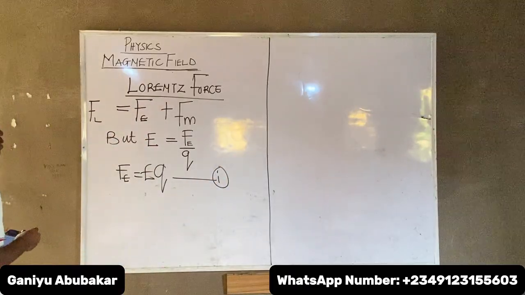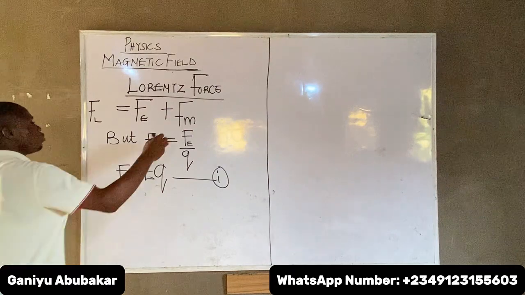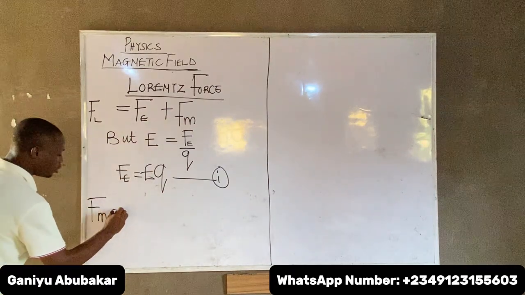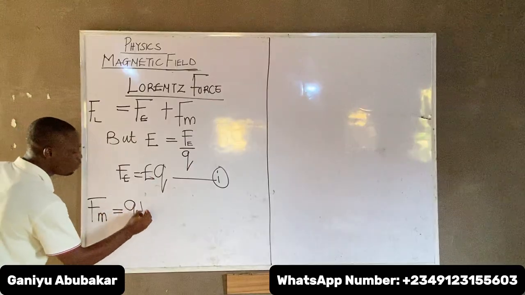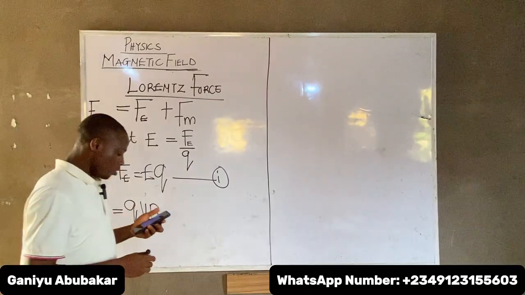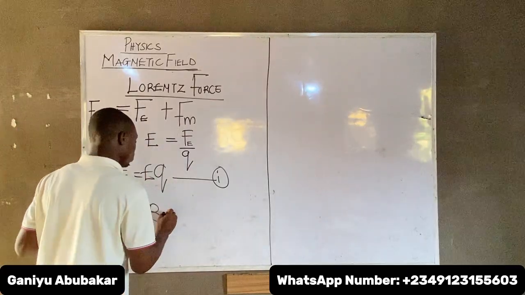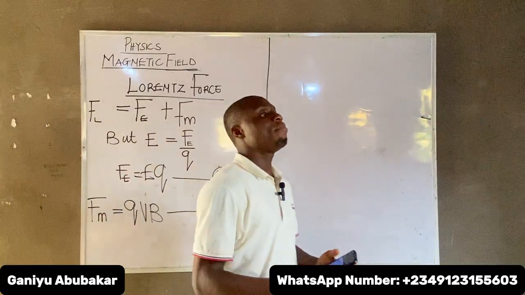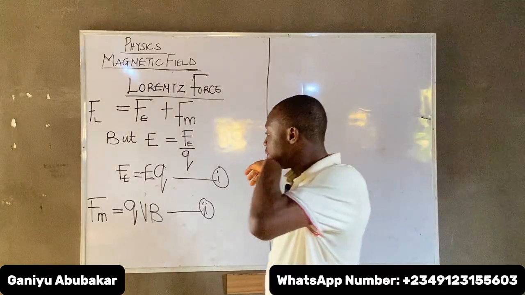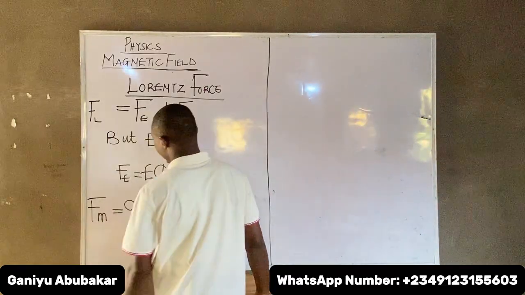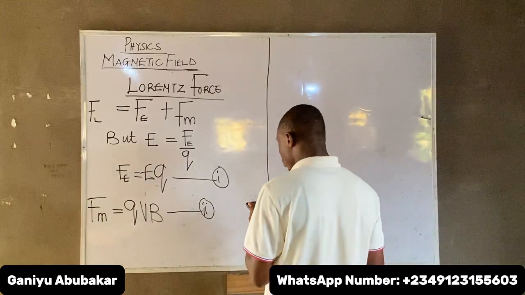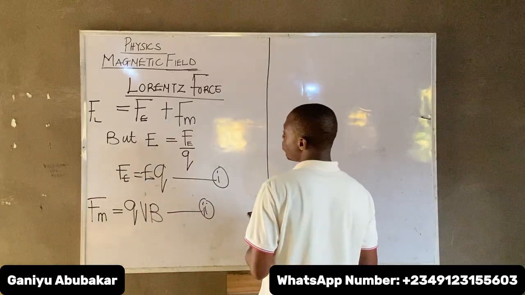From here, also don't forget that FM is equal to QVB. Call this equation 2, because FM is simply the force in a magnetic field. That's QVB. So I'll combine the two, I'll add them up.